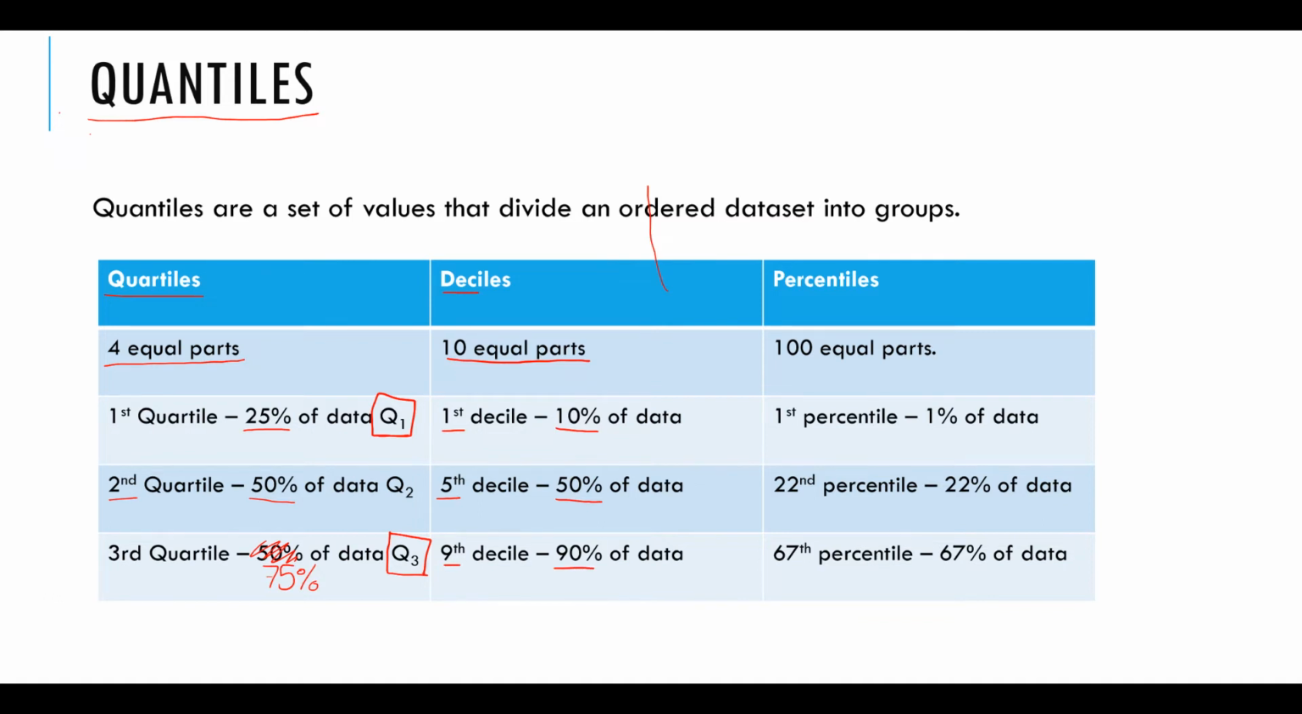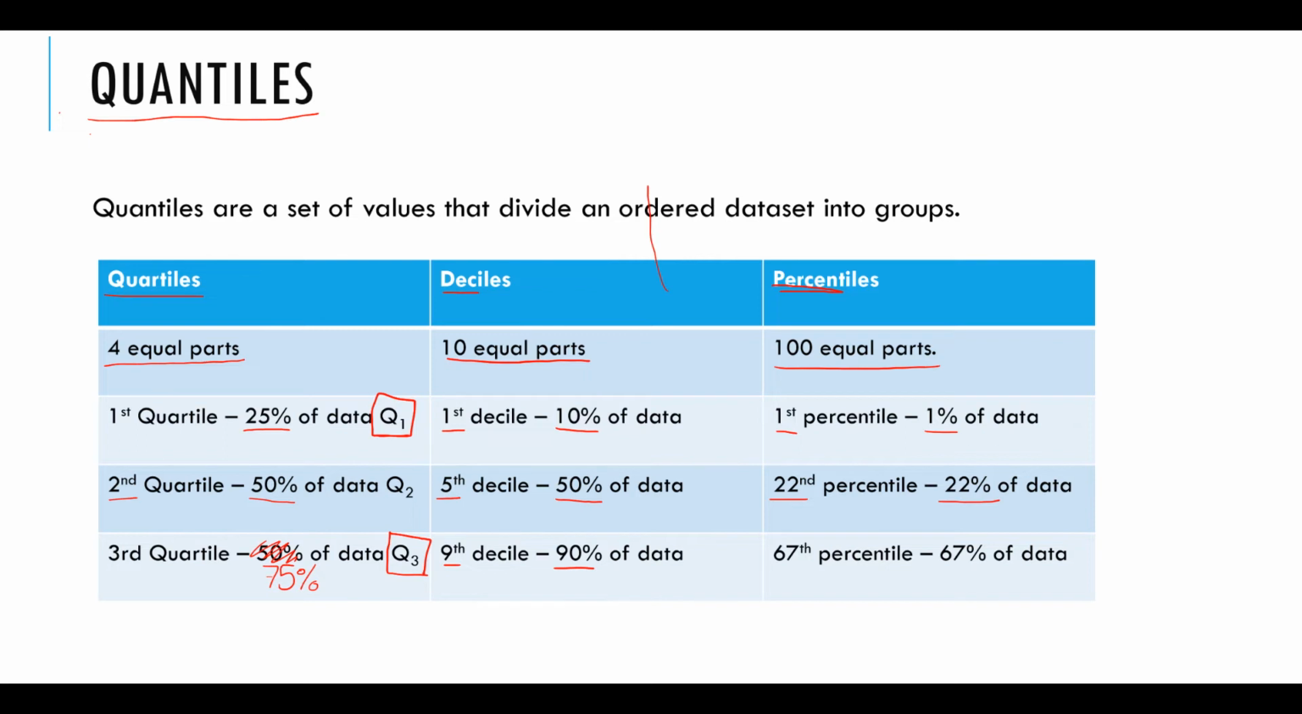The last one that we're going to use in the course is percentiles. Percent means out of 100, so it divides it into 100 equal parts. The first percentile is 1% of the way up, nice and easy. The second percentile is 2% of the way up, and so on and so on. Usually it's just a counting thing.